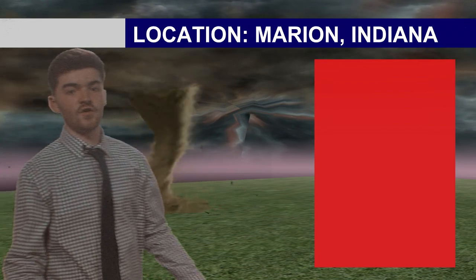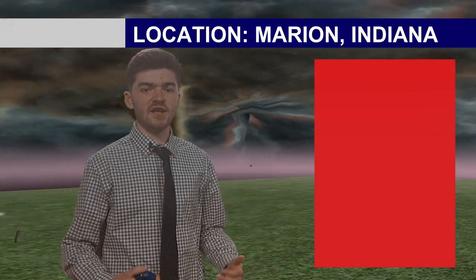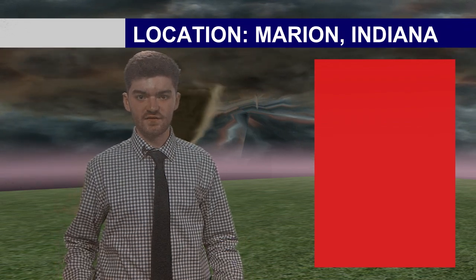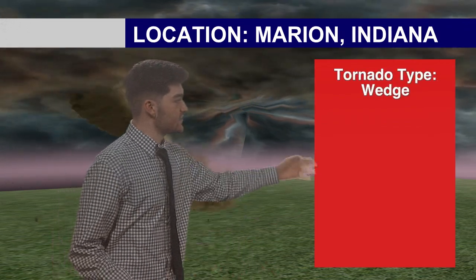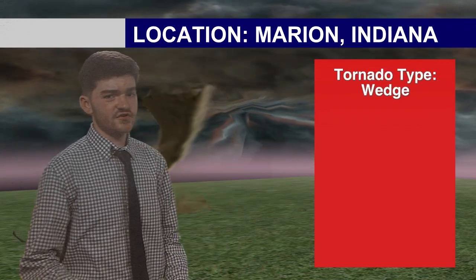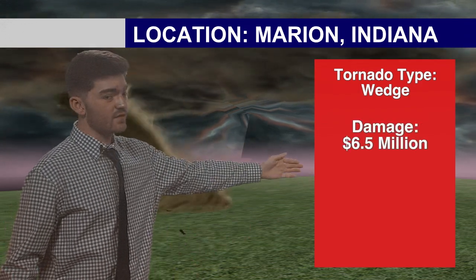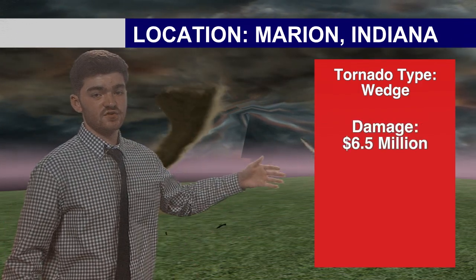Hello, I'm your co-host for today's video, Chase Roberts, and I'll be going into our next notable tornado of this major outbreak in 1965. And as you can see, this took place in Marion, Indiana. And also, this was yet another wedge tornado. Most of these tornadoes on this day were very, very large and very intense as well. And you can also see that $6.5 million of damage was recorded.